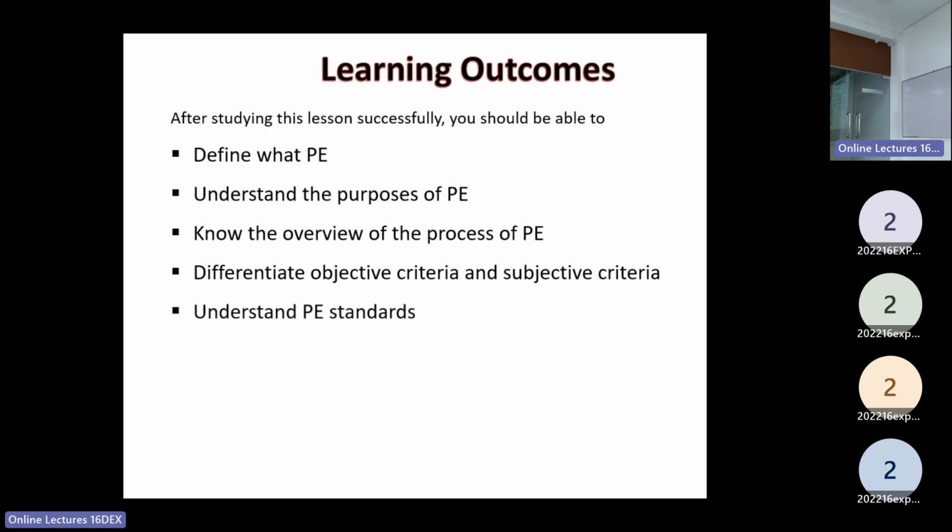Then understand performance standards. If you want to say something about the level of performance, you have to have a performance standard. Without the standard, you can't say anything about the level of performance. For example, whether the performance is outstanding, excellent, good, average, you can't say anything.